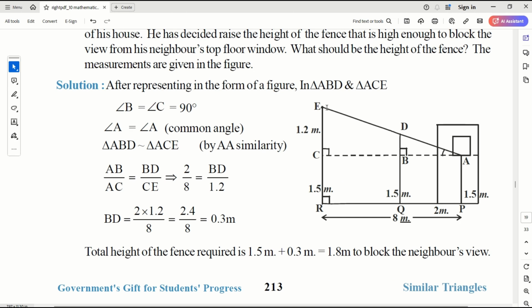So this is where the neighbor is. He can peep into this room, so you have to block it. You have to block it till this distance. So you construct a triangle.